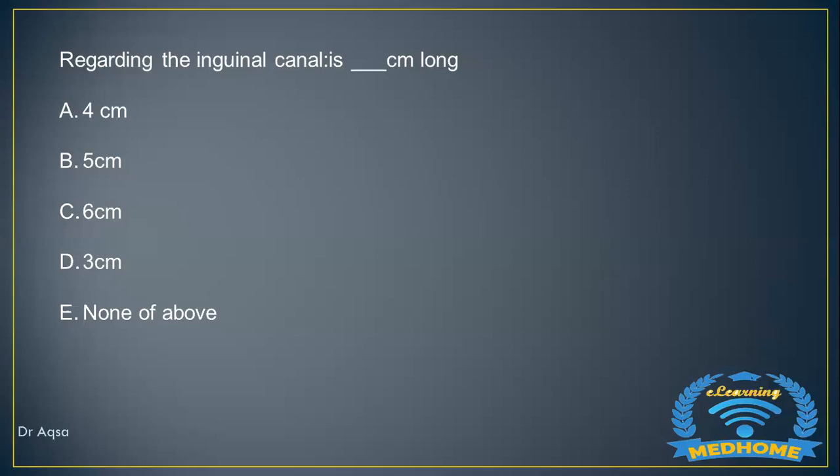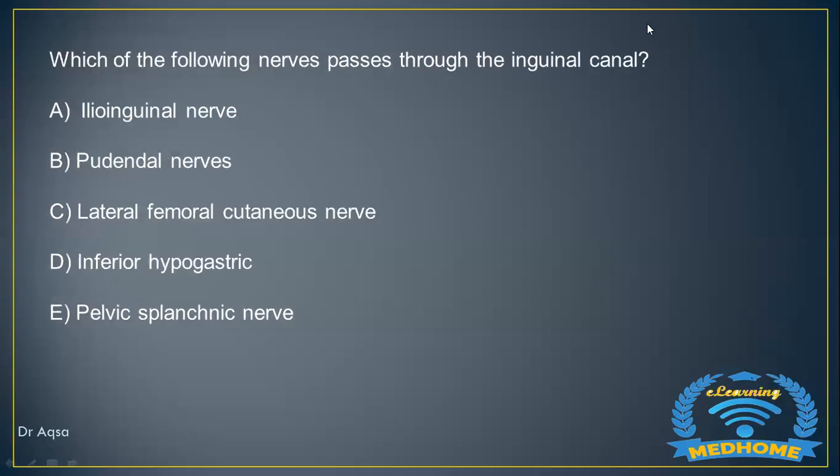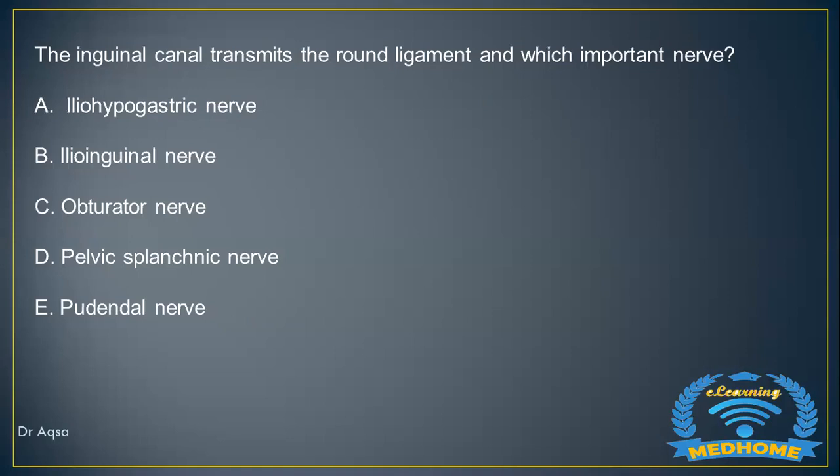Okay, so next question goes for you. Which of the following nerve passes through the inguinal canal? It's the ilioinguinal nerve. Yes, a very simple question. Would you like to take the next question also? Yes, sure, ma'am. The inguinal canal transmits the round ligament and which important nerve? Again, the ilioinguinal nerve. Excellent. Okay, who's going to take the next one?